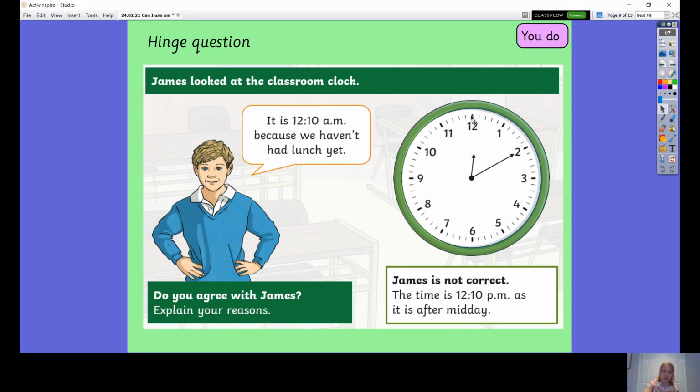So the minute that minute hand gets onto that 12, it becomes PM. Okay, so as soon as it goes onto 1 minute past 12, it is the afternoon. So it's 12:10 PM, not AM, because it's after midday. Remember, AM times are up until midday, and PM times are the ones after it. So even though it's only a weeny little bit past, it's still a PM time. So sorry, James, not correct on this occasion.